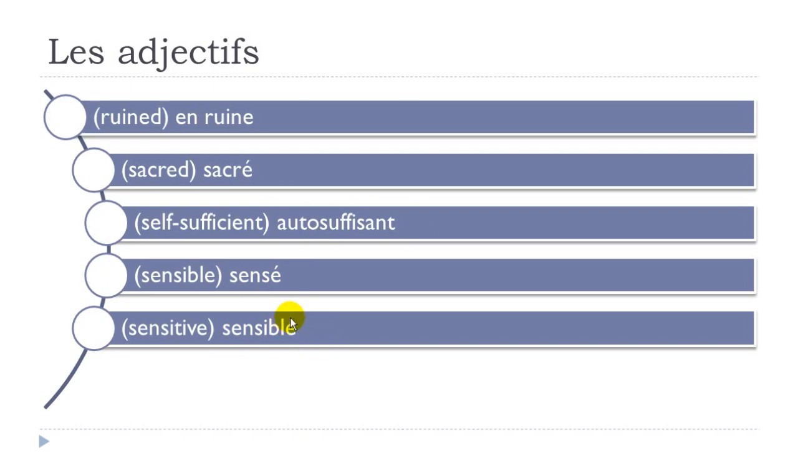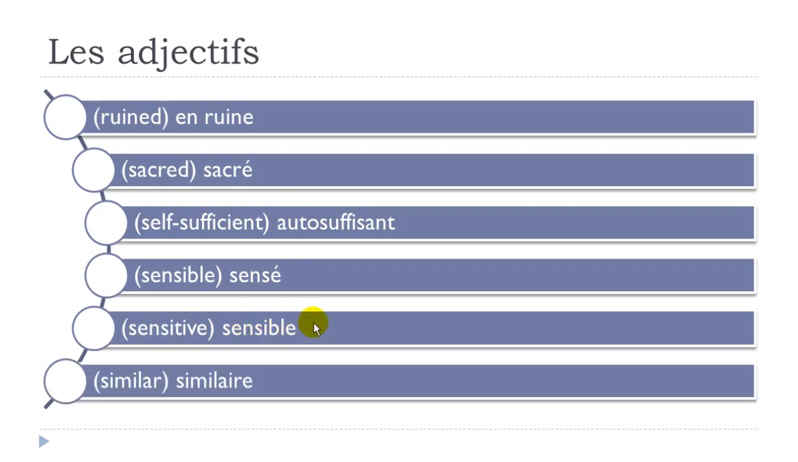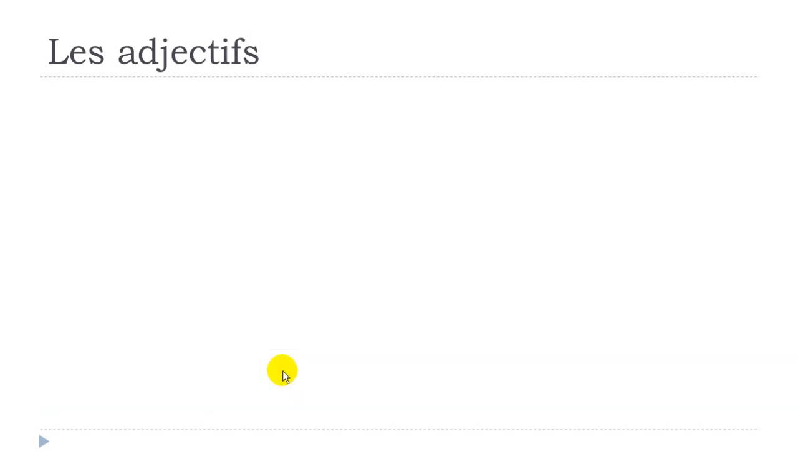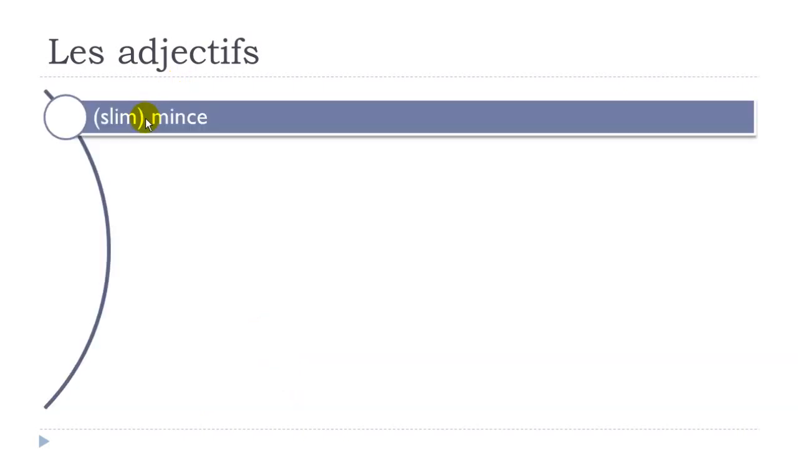Sensible. Okay, final E not pronounced. Bl will be the last sound. Sensible. Similaire. So final E not pronounced. Similaire. Mince. Final E not pronounced. E-N together. Un. Mince.